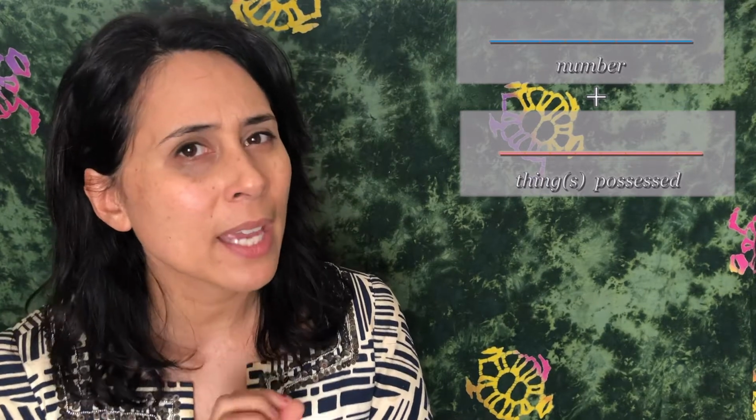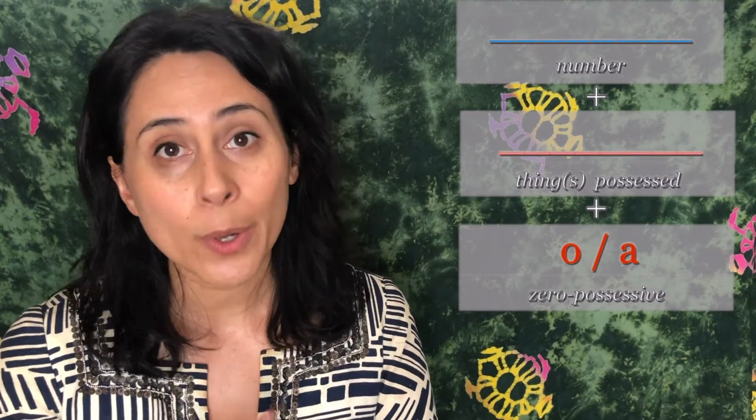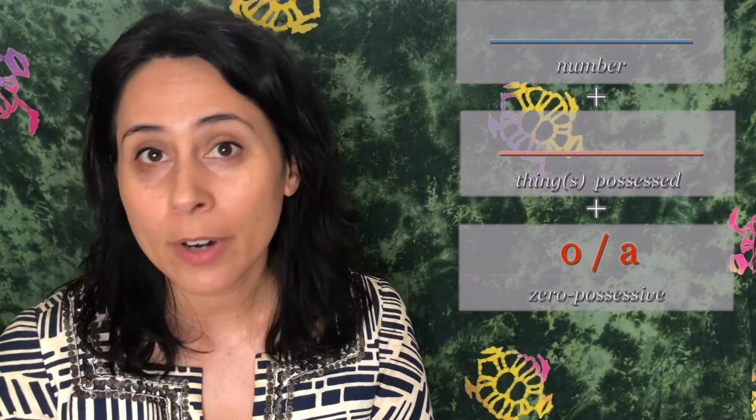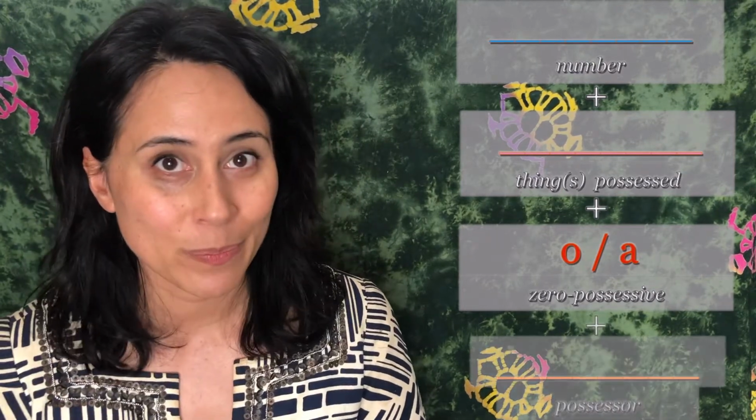But if you want to quantify how many houses the teacher has, let's say the teacher has 2 houses, that word order is going to be similar. You will start with the quantity or number instead of your indefinite article. Then, once again, you have the thing or things being possessed. And then, instead of the ke possessive, we will use our 0 possessive, o for O-class objects, or a for A-class objects. And then once again, we end with the possessor.